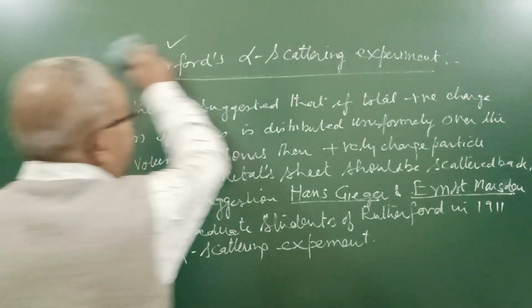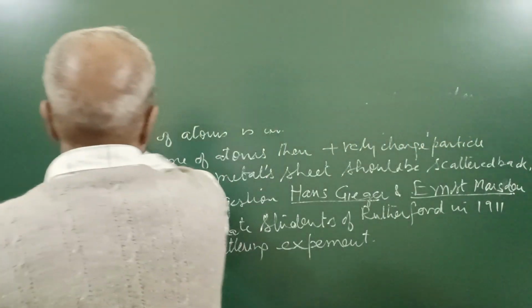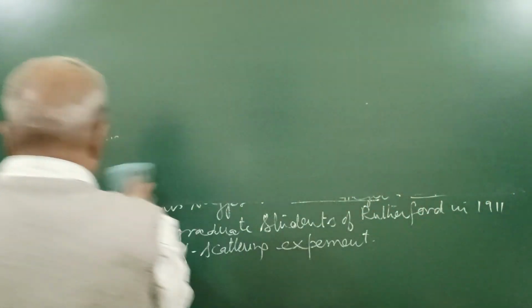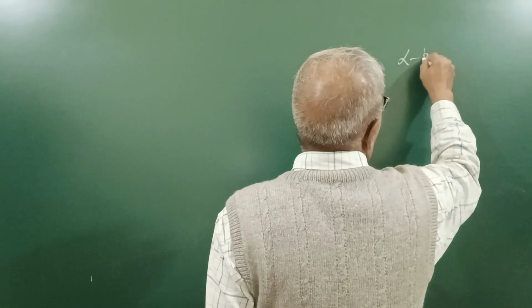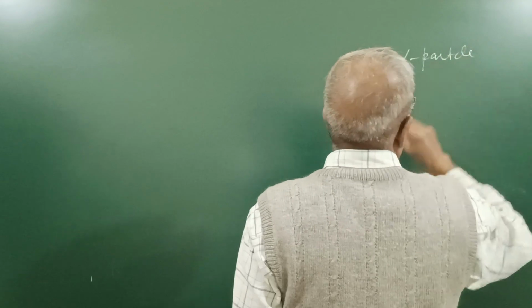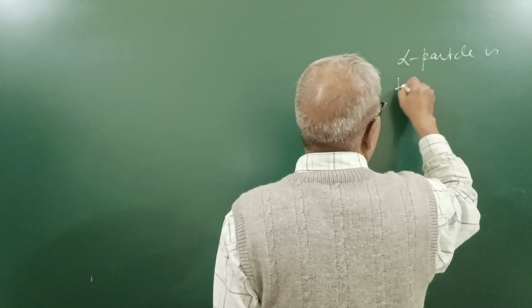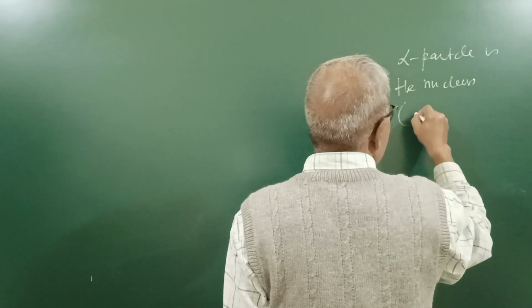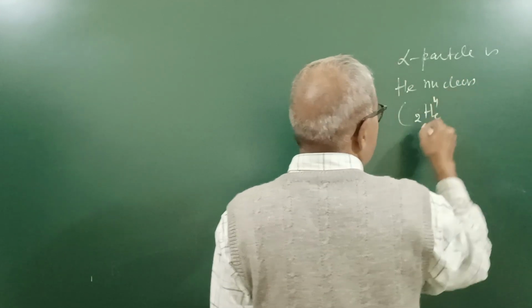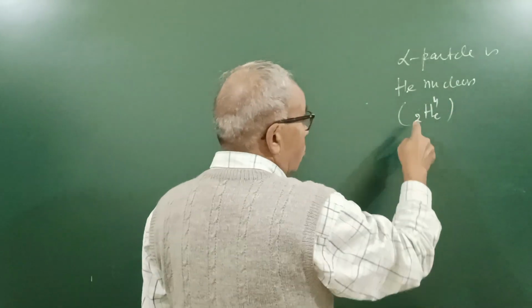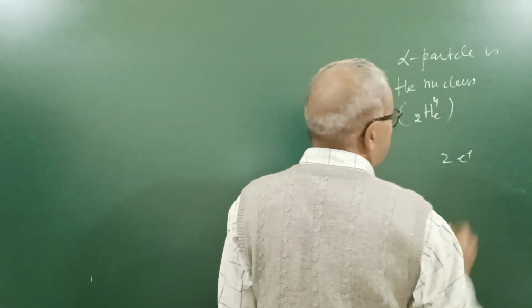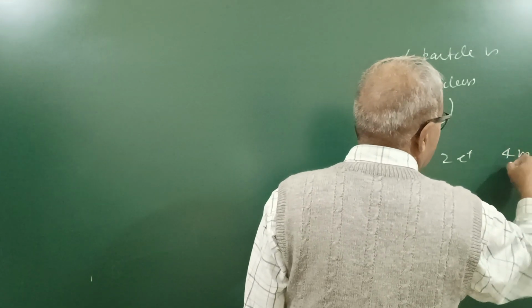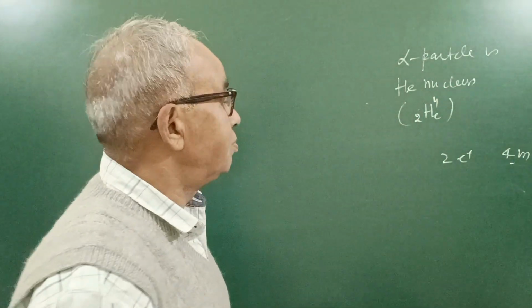Then what was the experiment? Alpha particle. What is an alpha particle? An alpha particle is a helium nucleus. First of all, let me tell this. An alpha particle is a helium nucleus, represented by 2He4. It means it has two protons, 2e plus charge, and mass 4: 2 protons, 2 neutrons.